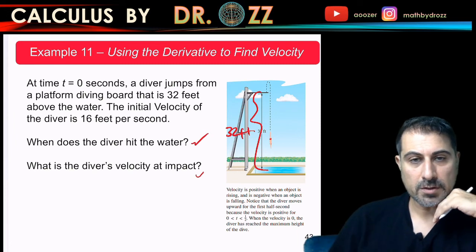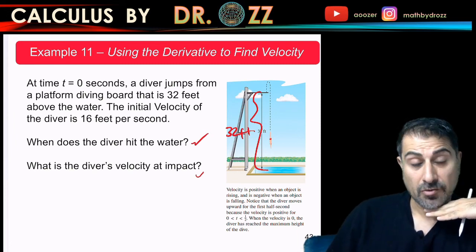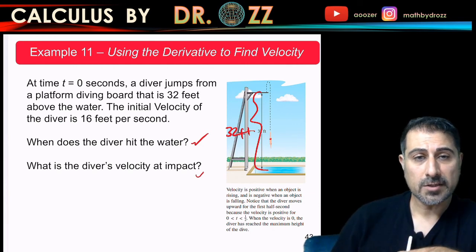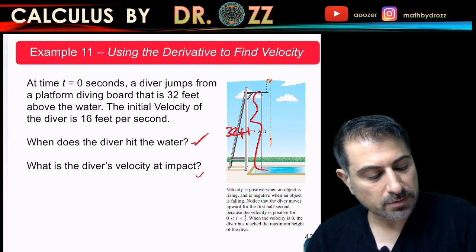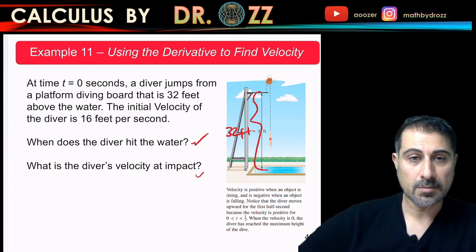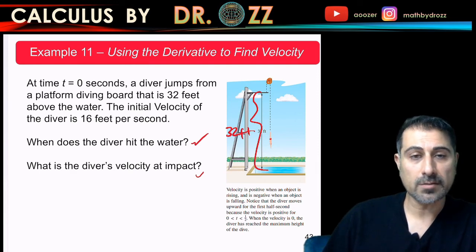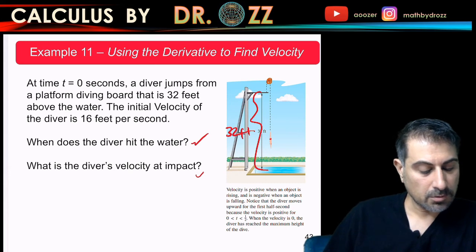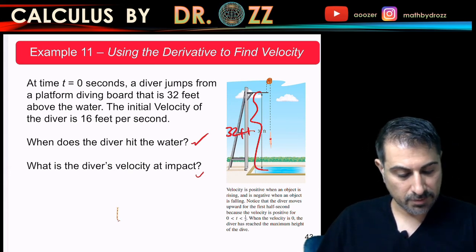There are alternate versions of this problem, and the question may also ask, when is the diver's velocity 0? Obviously right at this point here, right? The diver's velocity is going to be 0 because that's an instantaneous moment where the velocity is just going to be 0. So you can also answer those questions. And I think this ends everything with this question.